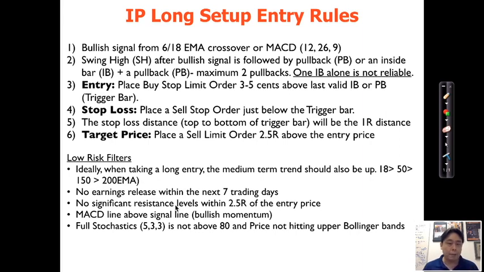Next is also really important. When I'm going long, I have to ensure that the MACD is always bullish. The MACD line must always be above the signal line. So even if the bullish signal comes from the 6 and 18 cross, the MACD must already be bullish. If the MACD is bearish, I will not take a long trade. That's really important.